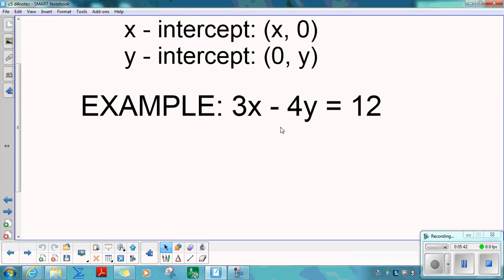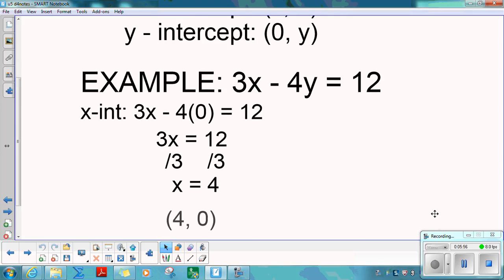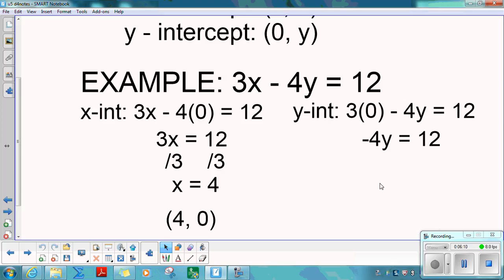So here's the example. If I'm trying to find the x-intercept, I'm going to plug in 0 for the y. That whole term turns into 0, so it just leaves me with 3x equals 12. I then divide both sides by 3, giving x equals 4, and it comes out to be 4 comma 0. Okay? Do the same thing with the y-intercept, but now you're plugging in 0 for the x. That whole term disappears, so I get negative 4y equals 12. Divide everything by negative 4. You get y equals negative 3, and we get 0 comma negative 3.